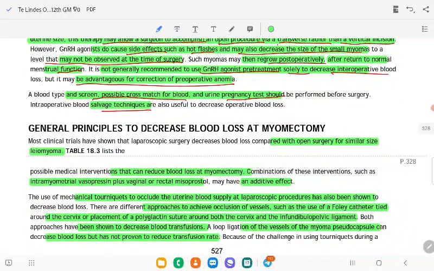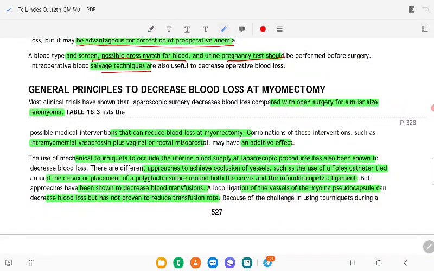What are the various principles to decrease blood loss at myomectomy? First, most clinical trials show laparoscopic surgery decreases the blood loss compared to open surgery. There are also possible medical interventions that can reduce the blood loss at myomectomy. A combination of these interventions, like intramyometrial vasopressin plus vaginal or rectal misoprostol, may have an additive effect.